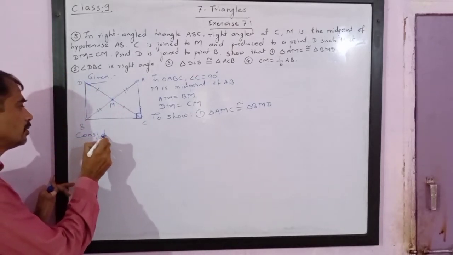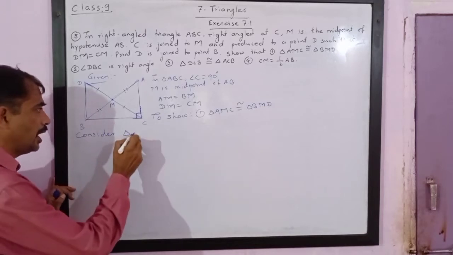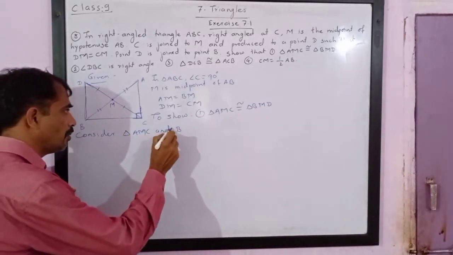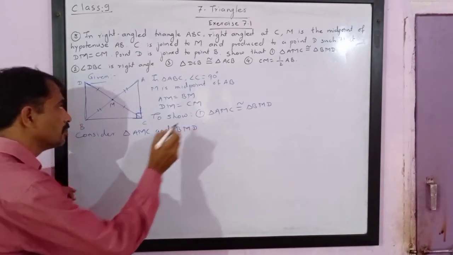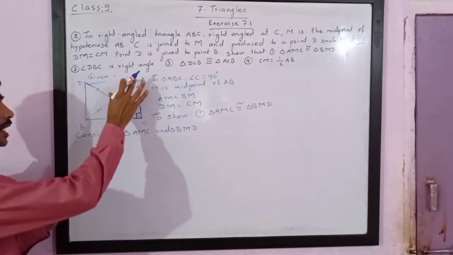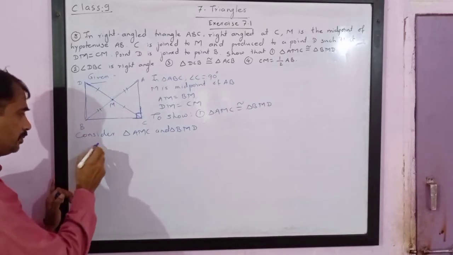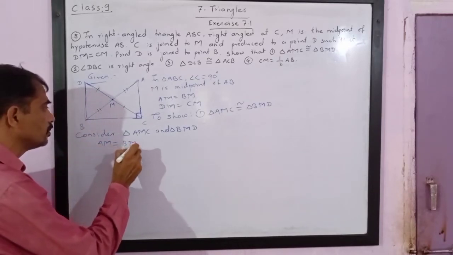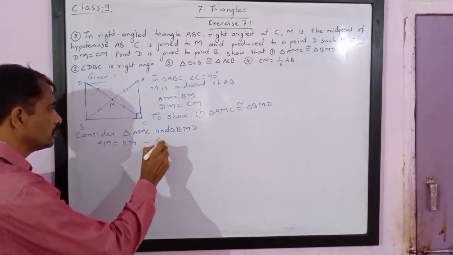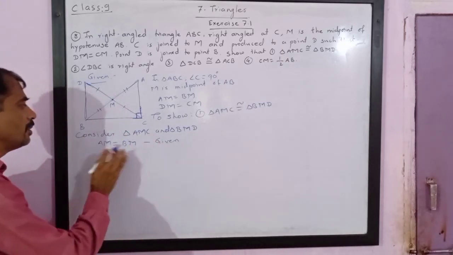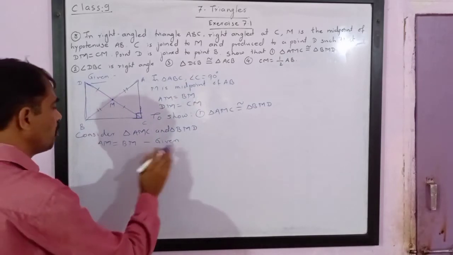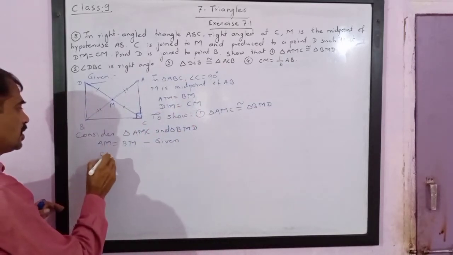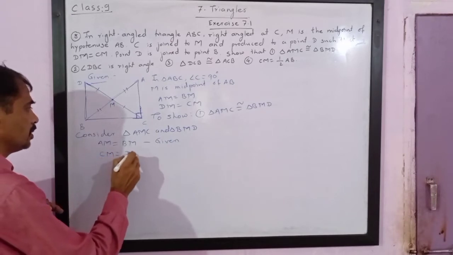triangle AMC and triangle BMD. Now please note, in these triangles AM is equal to BM. This is given, or you can say M is the midpoint of AB. Then DM is equal to CM, so it means CM is equal to DM.